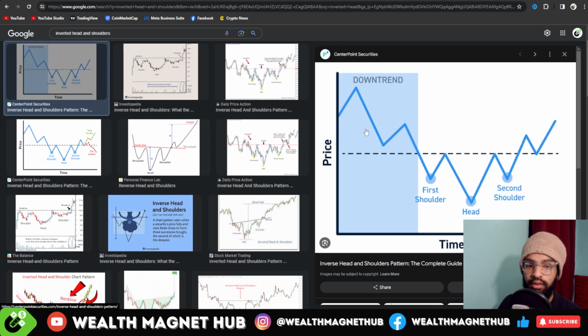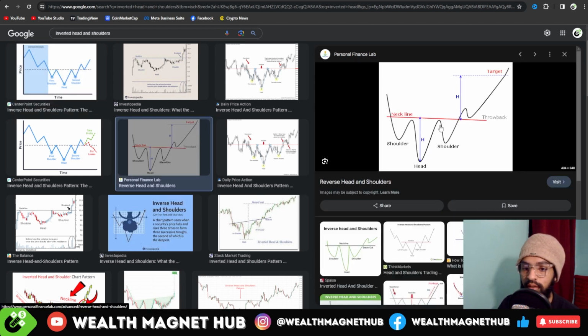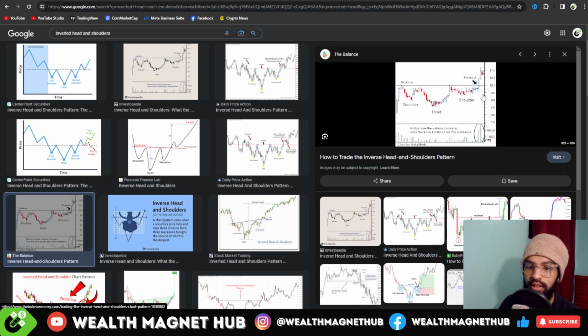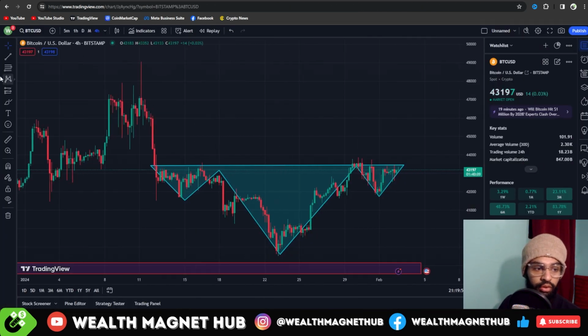Now if we look at Google about what this has to say, we already know that we are on a downtrend. We see the head and inverted head and shoulders, and we see a breakout. We're headed to the upside. This is seen in many ways, predicted many times right here, and you could do more and more research on this, whatever you want, but this is what the basic pattern looks like.